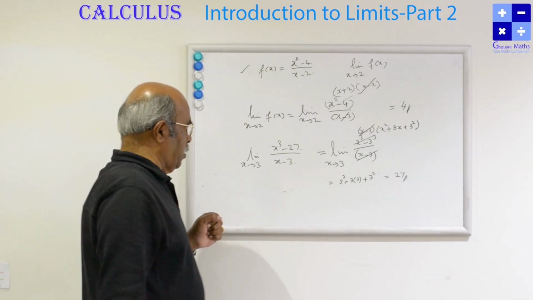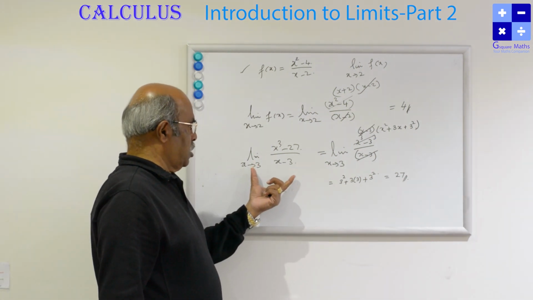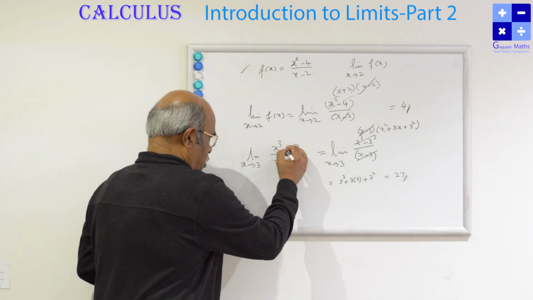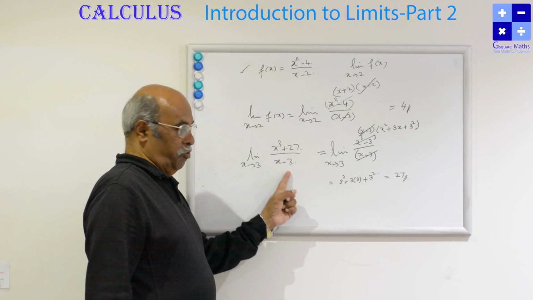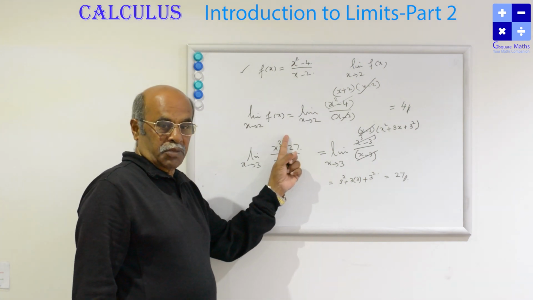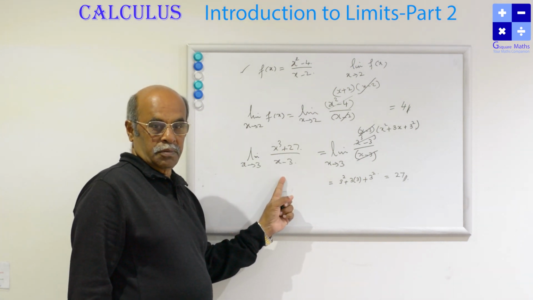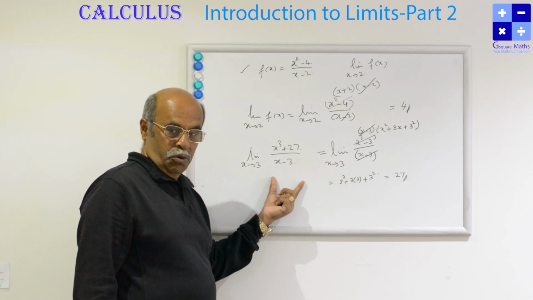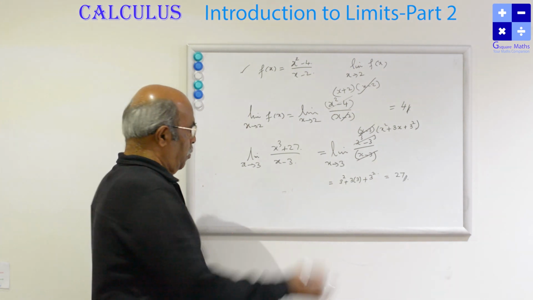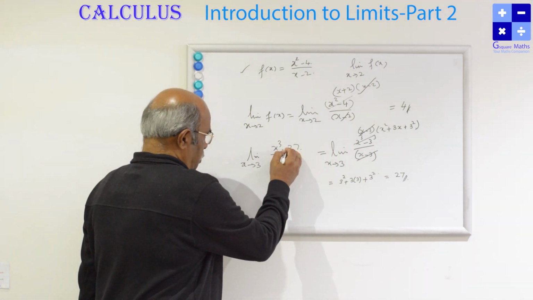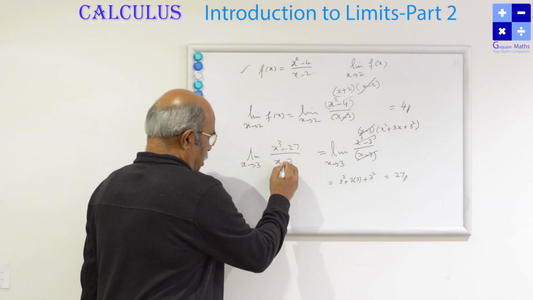See, for example, suppose you are asked to evaluate this. It is not 0 by 0 form, whereas it is something by 0. This is a denominator 0. Even then it is an indeterminate form. Suppose this is minus and this is plus.